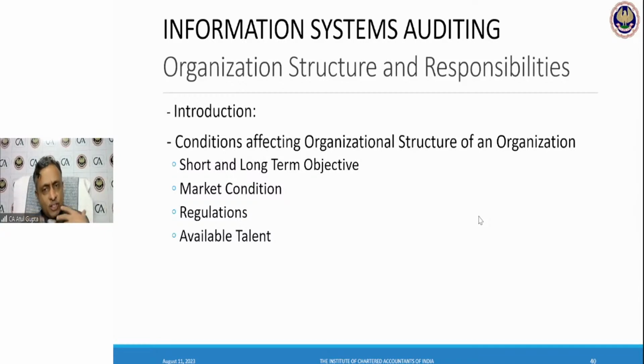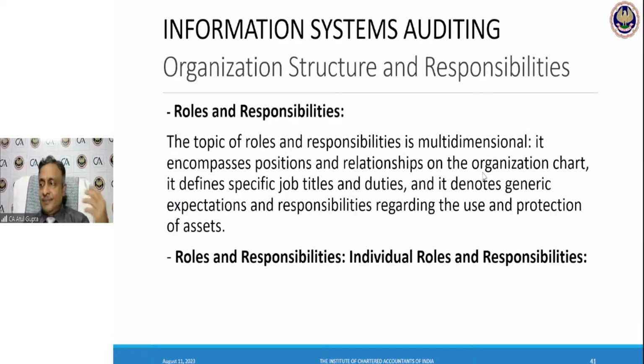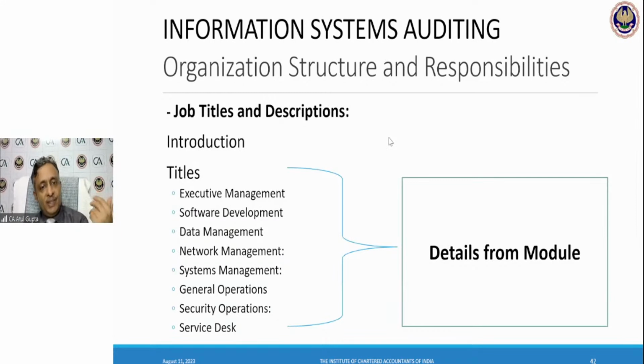Whatever responsibilities you give must be for organizational purpose. What is the objective? What are the market conditions, the rules and regulations, and availability of people? The roles and responsibilities have huge parameters, so individual roles and responsibilities you can define. Now here, these are the titles: executive management, software development, data management. These become like the department heads.